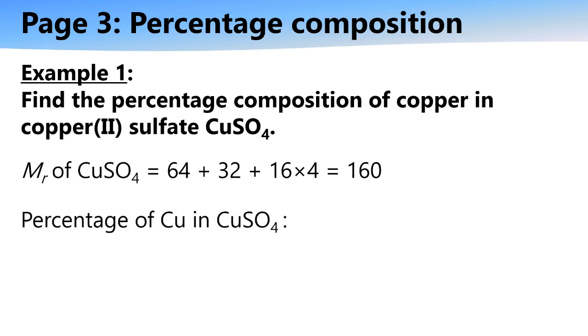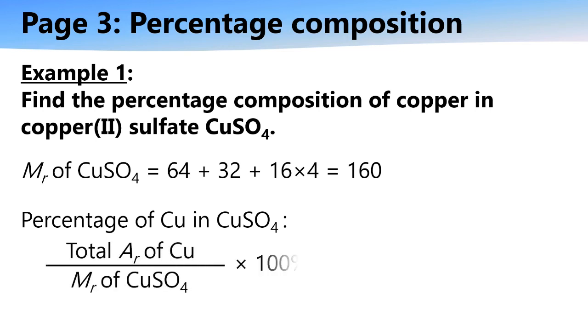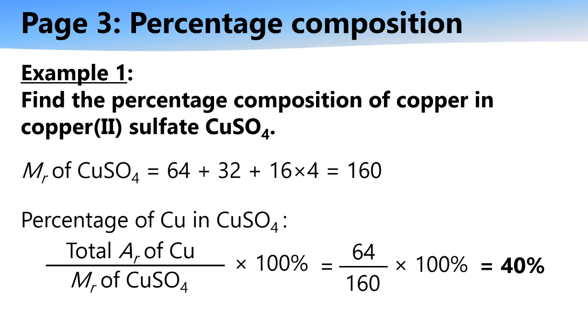To find the percentage of copper in CuSO4, we take the total AR of copper in CuSO4 over the entire thing, which is the MR of CuSO4, times 100%. So we have 64 out of the entire thing, 160 times 100%. Since there's only one copper atom in CuSO4, it's just 64 out of 160 times 100%, and we will get 40%. Pause the video here to write down the workings.